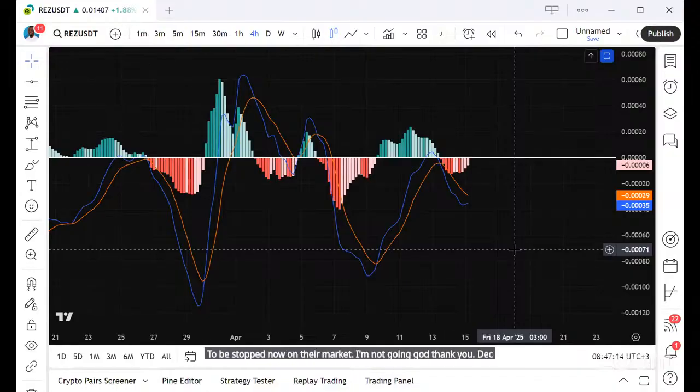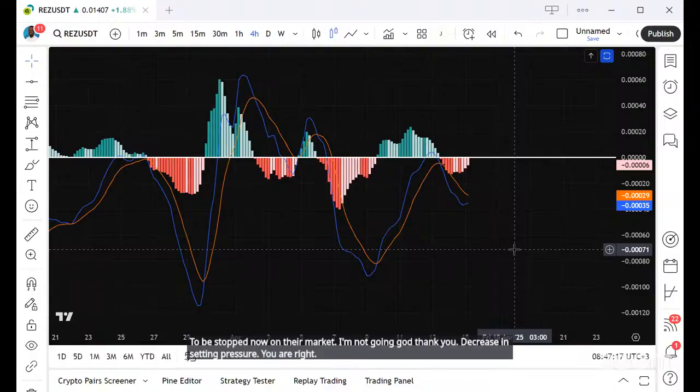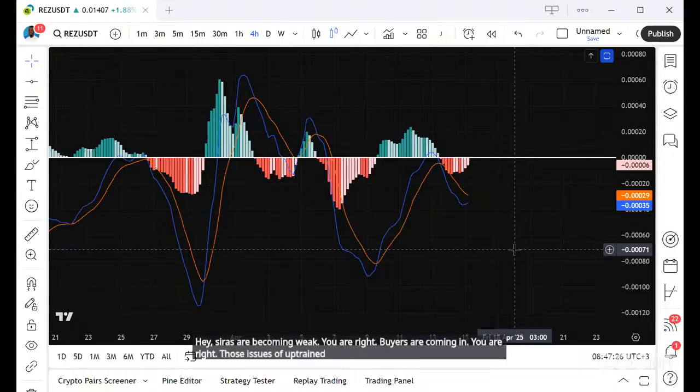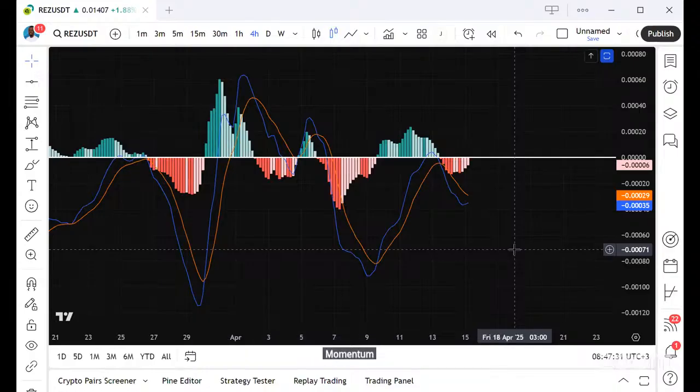Decrease in selling pressure. You are right. Sellers are becoming weak. You are right. Buyers are coming in. You are right. Those answers of uptrend, downtrend, I will kill someone. Momentum is reducing. You are right. Buyers are stepping in. You are right. They say in adulthood, every answer of an adult is correct. How can I accept that?